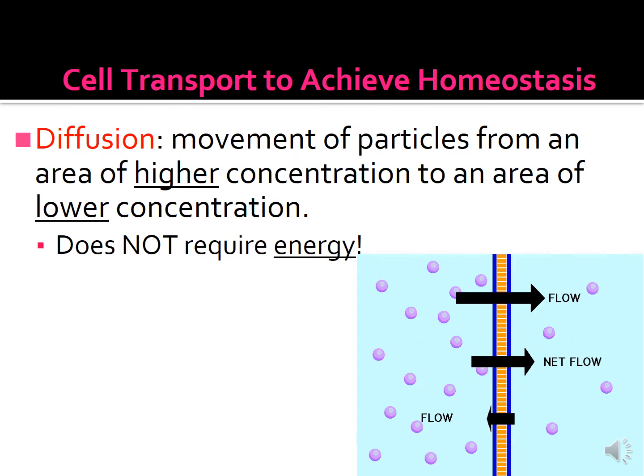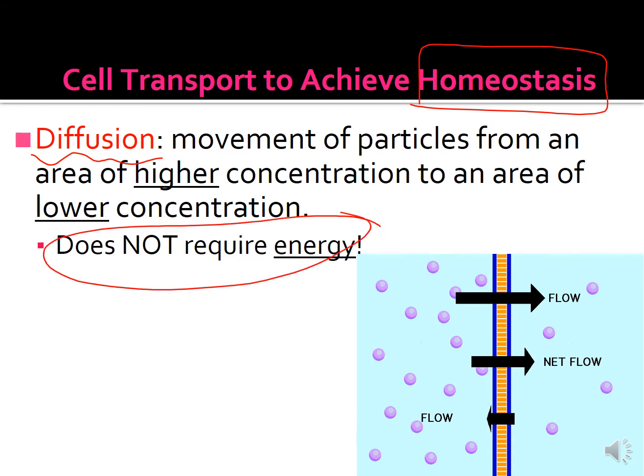So how do we do this to get homeostasis? Our first one is going to be diffusion, and there are three. Again, no energy is required. The goal is to go from high to low. Now, at the very end, I'm going to explain the best way to understand passive. Again, high to low. So diffusion, high to low. This is just particles, and no energy is required.